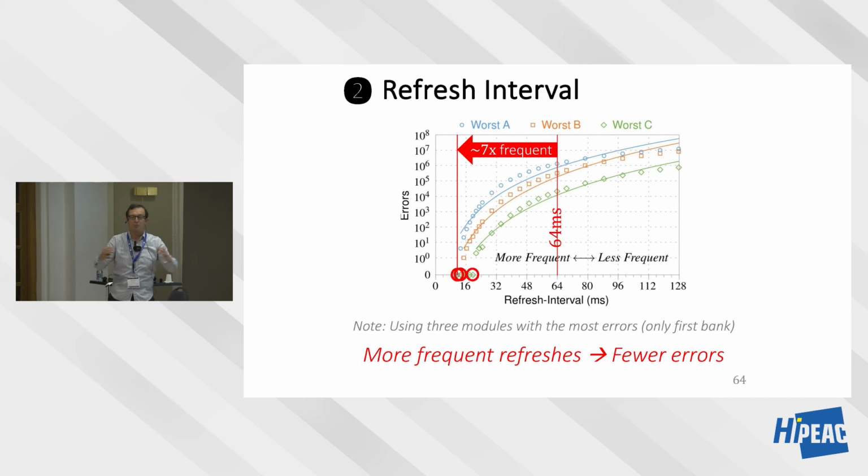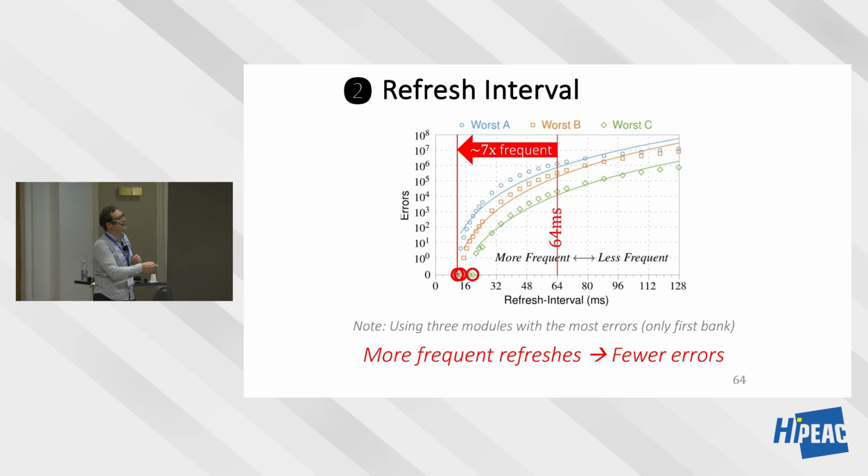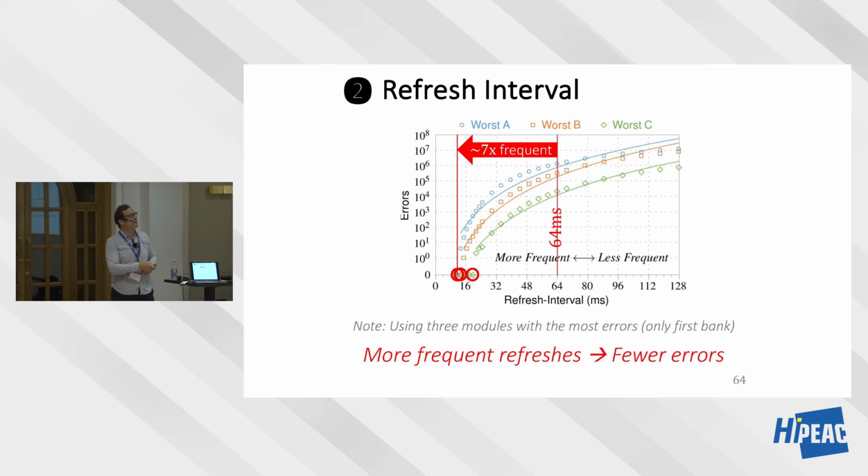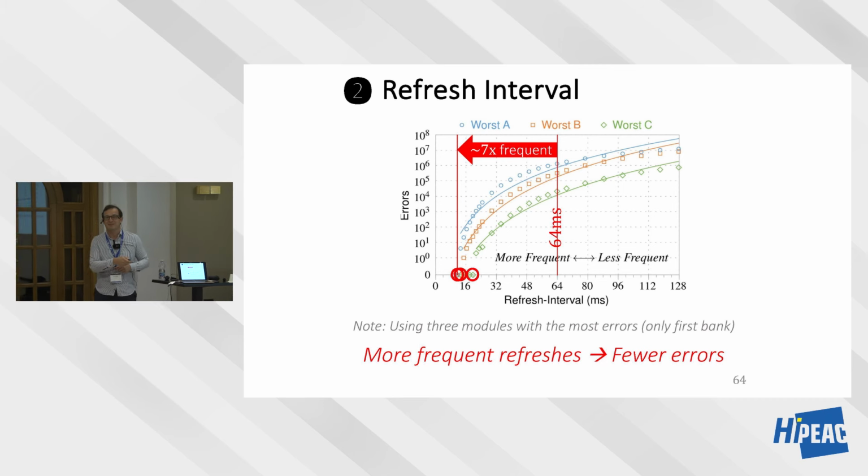You could fit more of these activations to induce a bit flip. As you reduce the refresh interval, you're having more frequent refreshes, so the problem should get better or solved at some point. And this is what the curve looks like from the worst chips from 3 major manufacturers. This is measured data, of course. And if you want to get rid of every single bit flip, we basically showed that you need to increase your refresh rate by 7x.